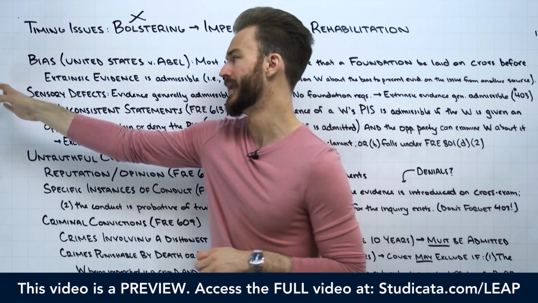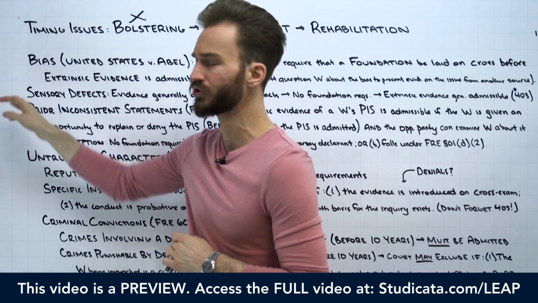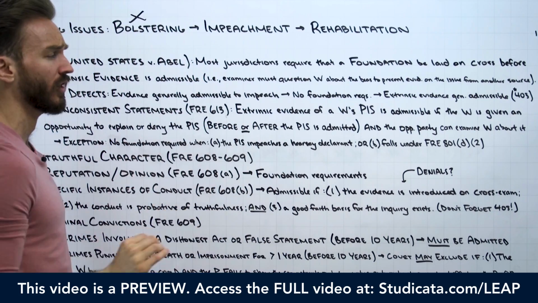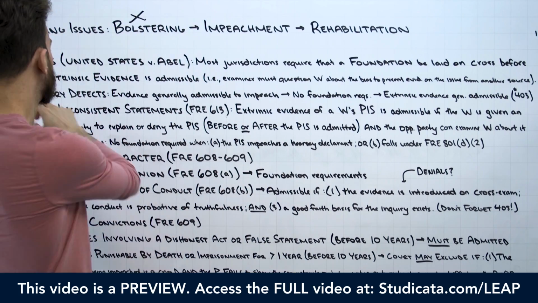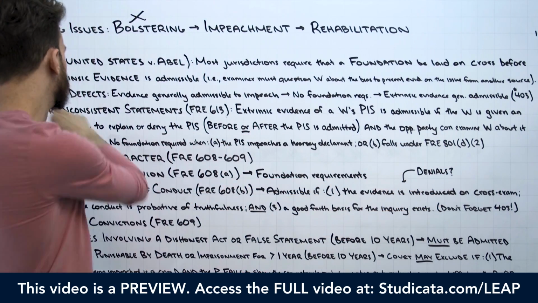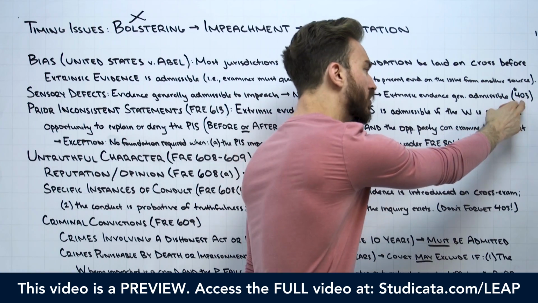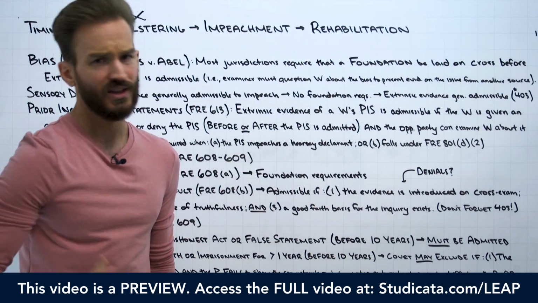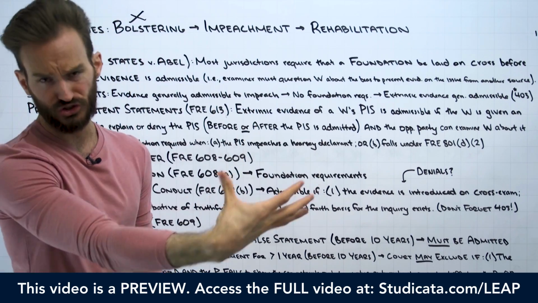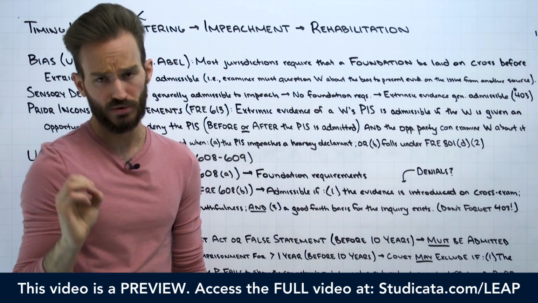And the rule here is very easy, right? Again, this is not in the Federal Rules of Evidence, so we don't have a hard and fast black letter rule to refer to. But really, we're going to say that attacking a witness's credibility through sensory defects is generally admissible, subject to a 403 balancing test. Generally, we don't have any foundational requirements to bring in extrinsic evidence, but it is going to be subject to that 403 balancing test.